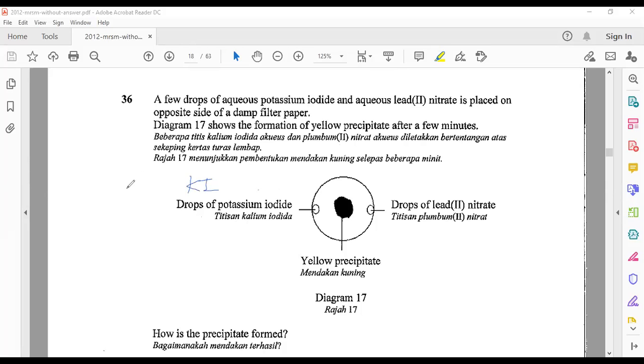Why no confidence? Okay. Now lead(II) nitrate. Should we hear from Jia Hui? Lead(II) nitrate. Jia Hui, woke up or not? Gibbon, can you please help your friend?